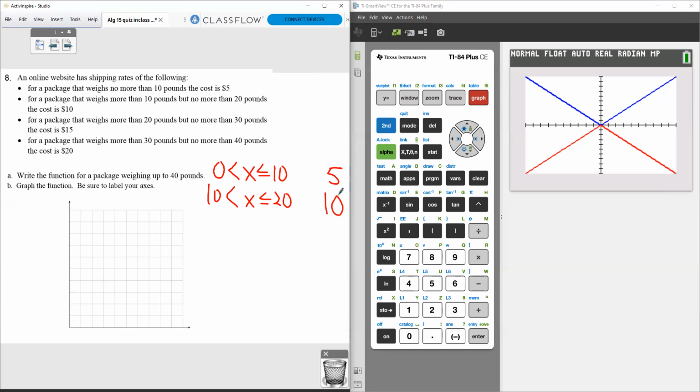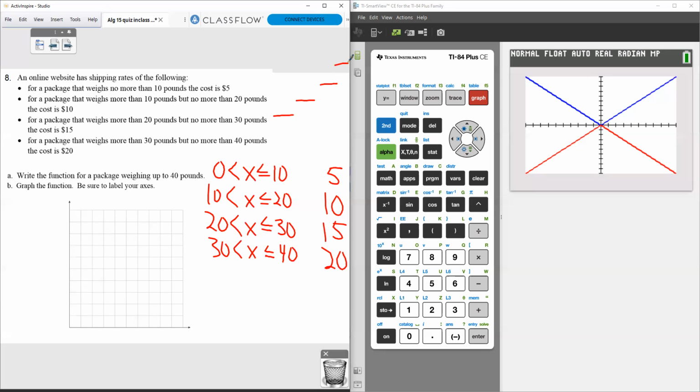In the third bullet, more than 20, but no more than 30, and you're going to get charged $15. More than 30, but no more than 40, and you are going to get charged $20. That's what it looks like. You only have less than symbols here. You have to make sure that you have your inequality statements, but you also need to make sure that you have what you're graphing as well, like how much the cost is, because you need to know what to graph. So when you go to graph this step function, remember step functions look like this.